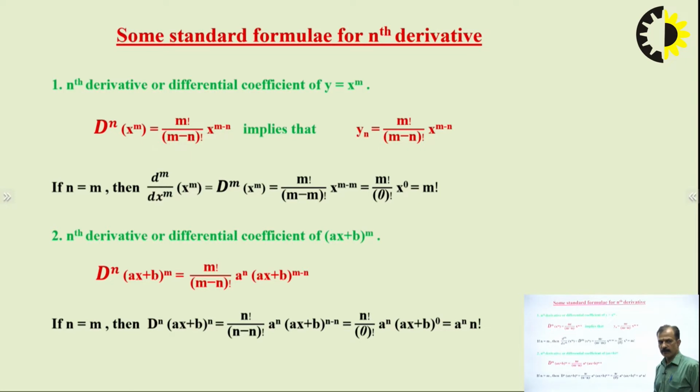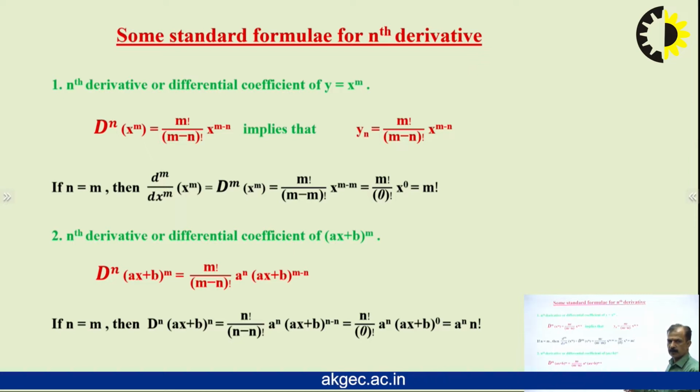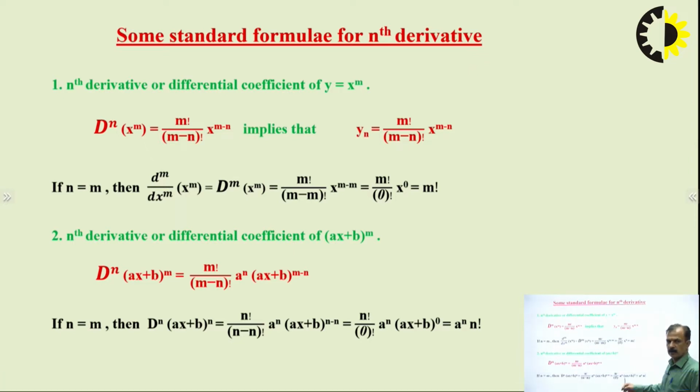In this formula, if m and n are both the same, the nth derivative of (ax+b)^n equals n factorial divided by factorial (n minus n) into a^n into (ax+b) raised to the power n minus n, that is n factorial upon 0 factorial into a^n into (ax+b)^0, which is 1, and factorial 0 is also 1. So the value will be a^n into factorial n.